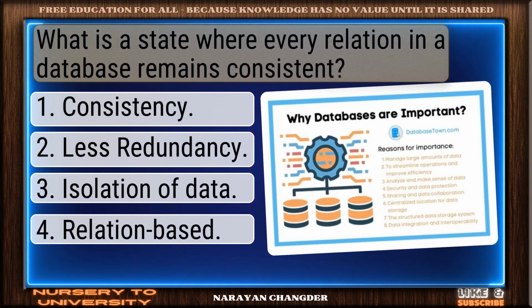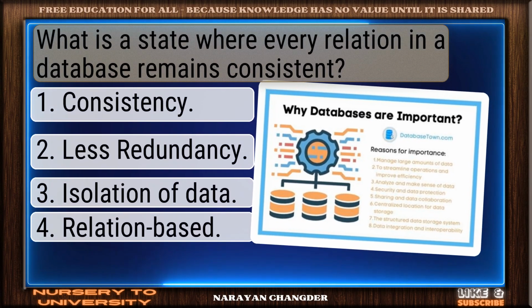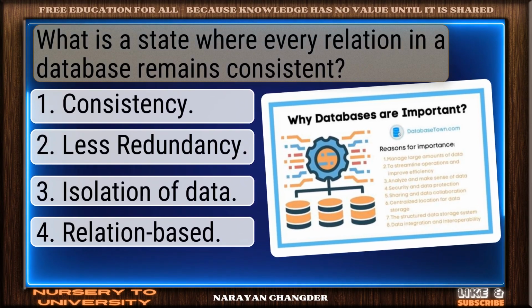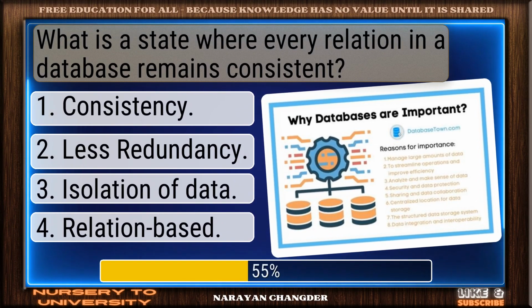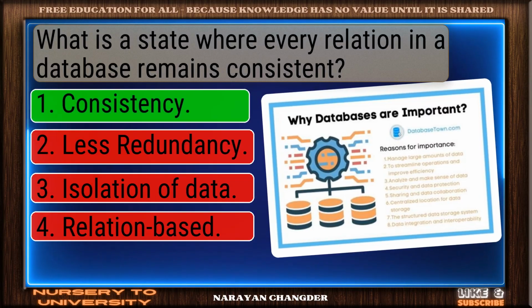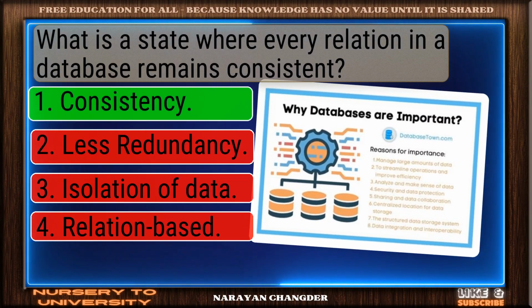Question number 33. What is a state where every relation in a database remains consistent? Perfect. Consistency is the correct choice.